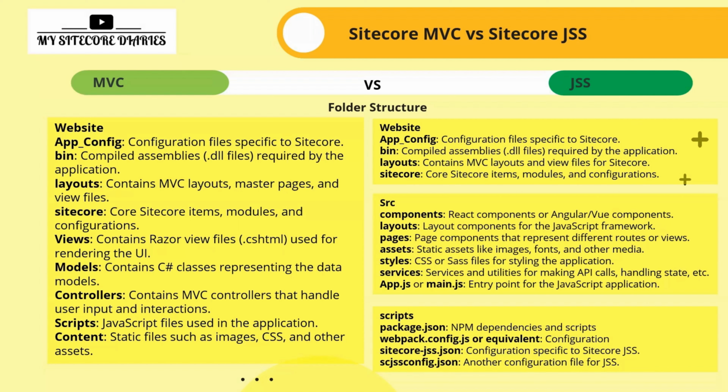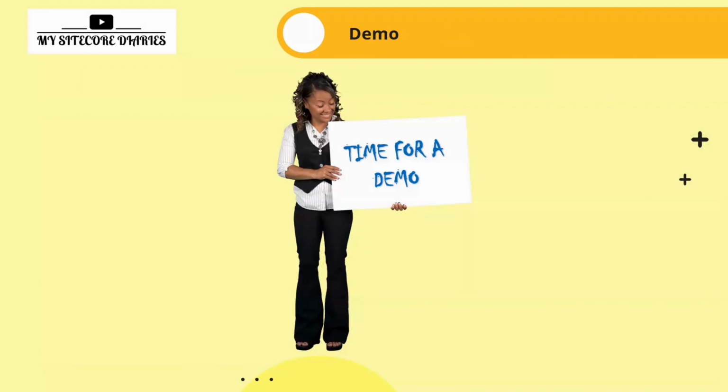I think it will be better if we show this to the viewers, right? So we can show how the Sitecore MVC website looks, and then we can show how Sitecore JSS looks. What do you think, Nikhil? Sure, it's a good idea to show the people. Let's start. So we'll go for a demo. Sure. You can share your screen and we'll go for the demo.